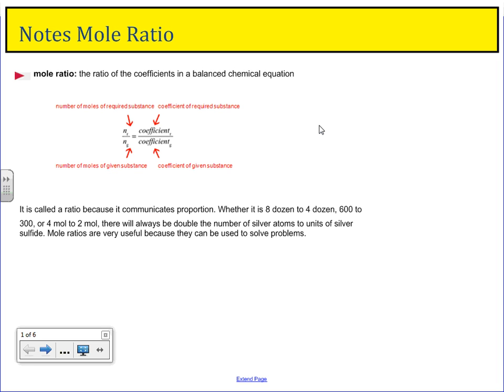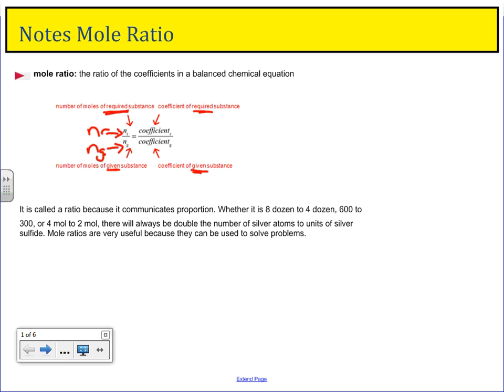Okay, so today we're going to talk about the mole ratio. The mole ratio is the ratio of the coefficients in a balanced chemical equation. So in this case we have Nr, and then Ng. This is for the number of moles of the required substance, and there's the coefficient of the required substance, and then the number of moles of the given substance, hence the G, and then the coefficient of the given substance.